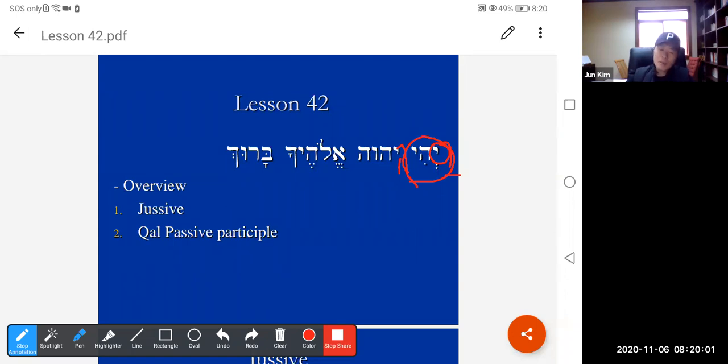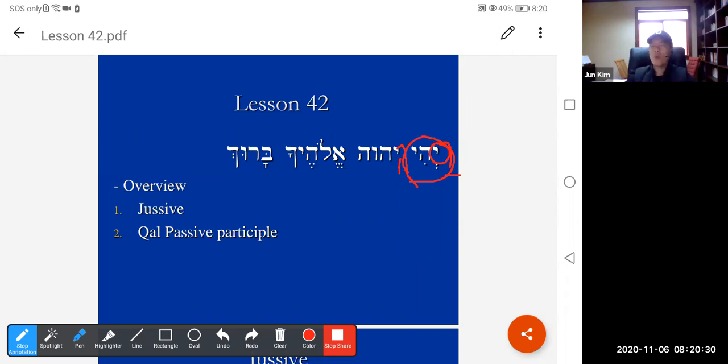But another question is, what if we are dealing with a strong verb, or verbs that are not third he? Then what will happen? Nothing will happen, even in the form of the jussive. This is very tricky. Do you understand what I'm saying? So if you are dealing with a third he verb, then you can see the third he without any reason.